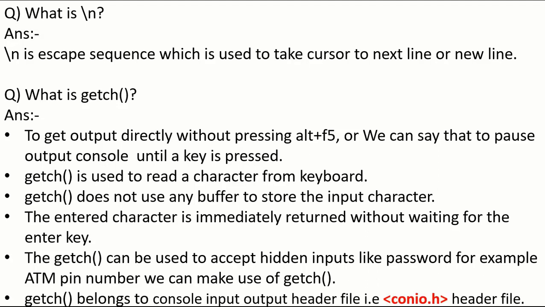Now getch belongs to the console input output header file. What does it mean? Getch is a function whose prototype, nothing but the declaration, or we can say definition, is stored or written in the console input output header file. What is the console input output header file? conio.h is the console input output header file.